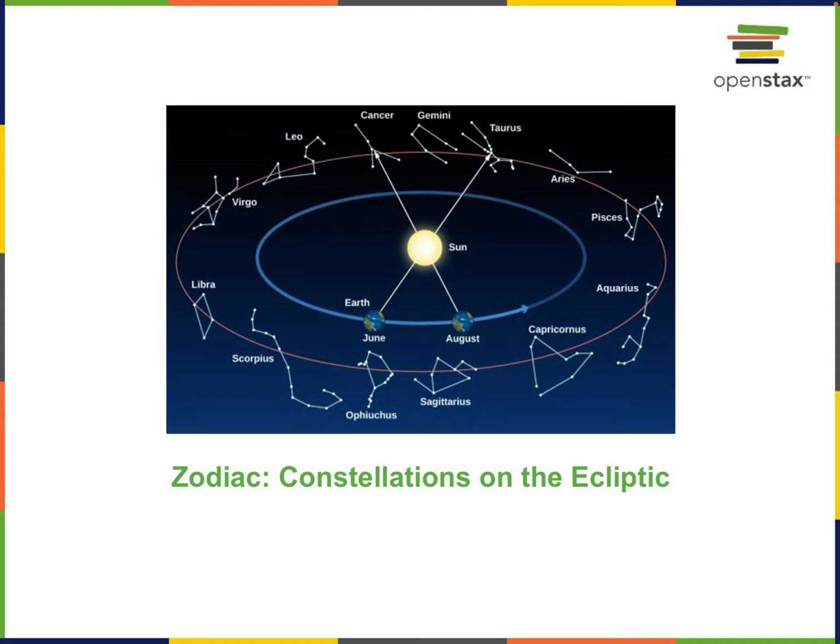The apparent path of the Sun in the sky is called the ecliptic. There are 12 or 13 constellations on the ecliptic, depending on whether or not you choose to include Ophiuchus. Together, they're referred to as the zodiac, which means zoo because most of these are animals.